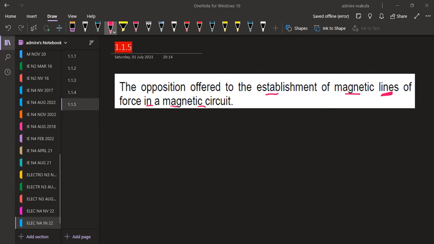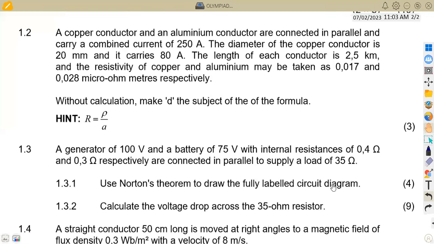All right, let us check the other part of our question, which is 1.2. We're given information: a copper conductor and an aluminum conductor are connected in parallel and carry a combined current of 250 amps, and so forth. Then after this information, take note, guys, what you're given here: without calculation, make D the subject of the formula.